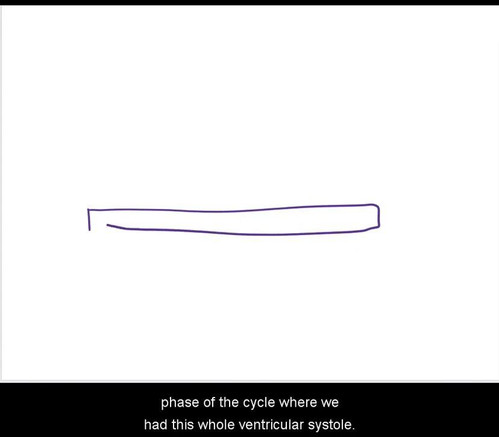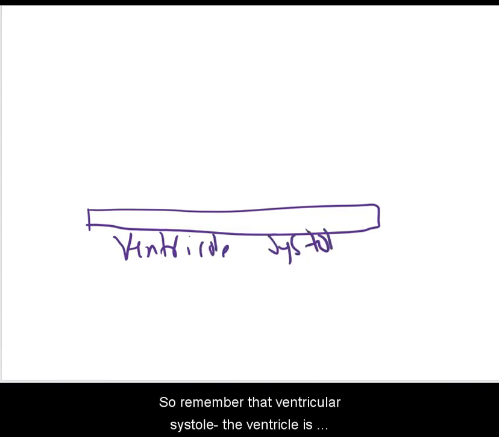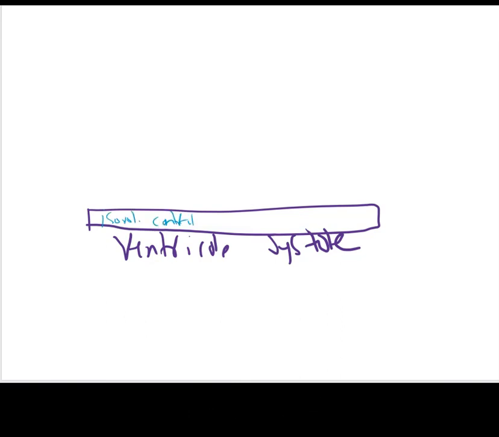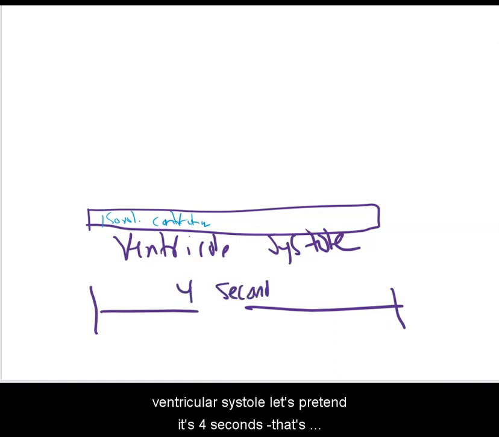So I like to kind of show it if we go back to the cardiac cycle. We're just going to focus on one phase of the cycle where we had this whole ventricular systole. So remember that in ventricular systole, the ventricle is contracting. And there were two parts to this. Do you remember you had your isovolumetric contraction? And the purpose of that was to open the aortic valve. So let's keep it simple. Let's pretend I'm totally making up these numbers now. Let's say that the whole time for ventricular systole, let's pretend it's 4 seconds. Okay, that's all you got.